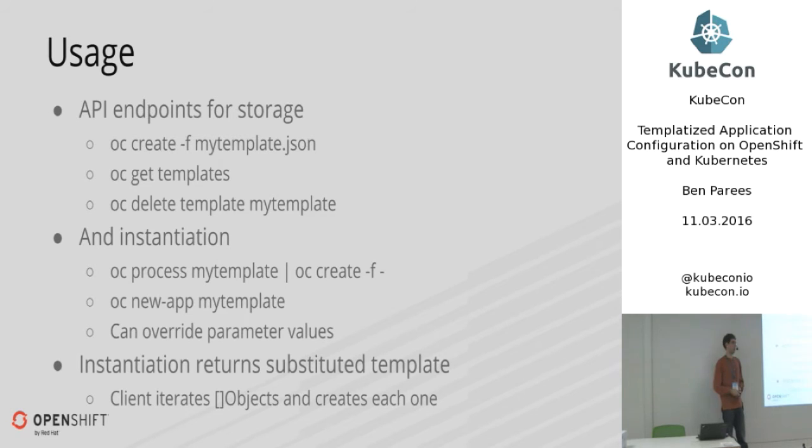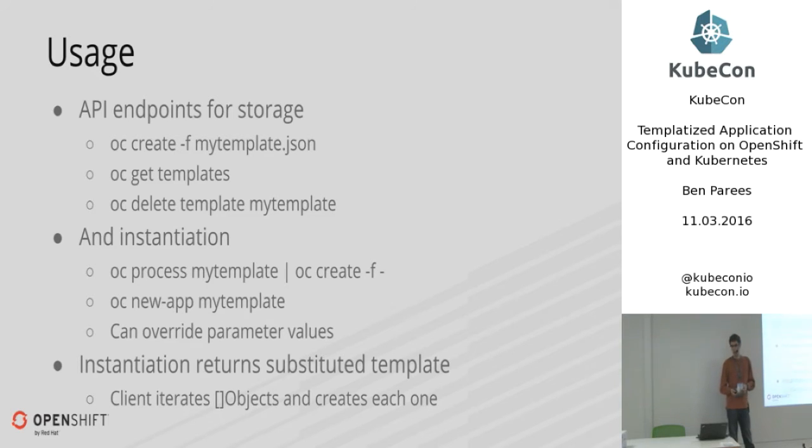All right, so you've created a really awesome template. How do you use it with OpenShift? First off, we have the endpoints for storage. Like I mentioned, this is just considered a REST resource in the OpenShift system, just like a Kubernetes resource. The OC tool, for those who aren't familiar with OpenShift, is the OpenShift equivalent of kubectl. It has all the same functionality as kubectl plus the additional capabilities that OpenShift adds on top.